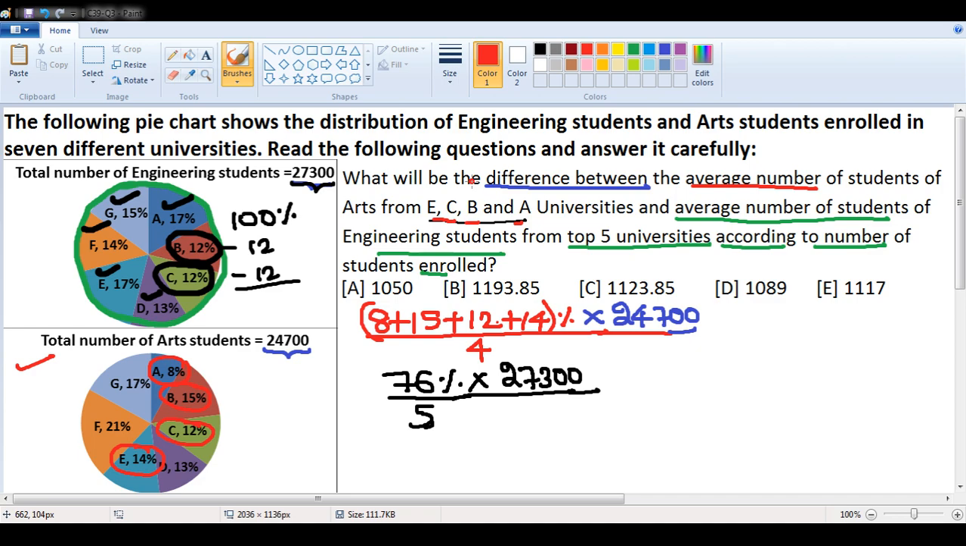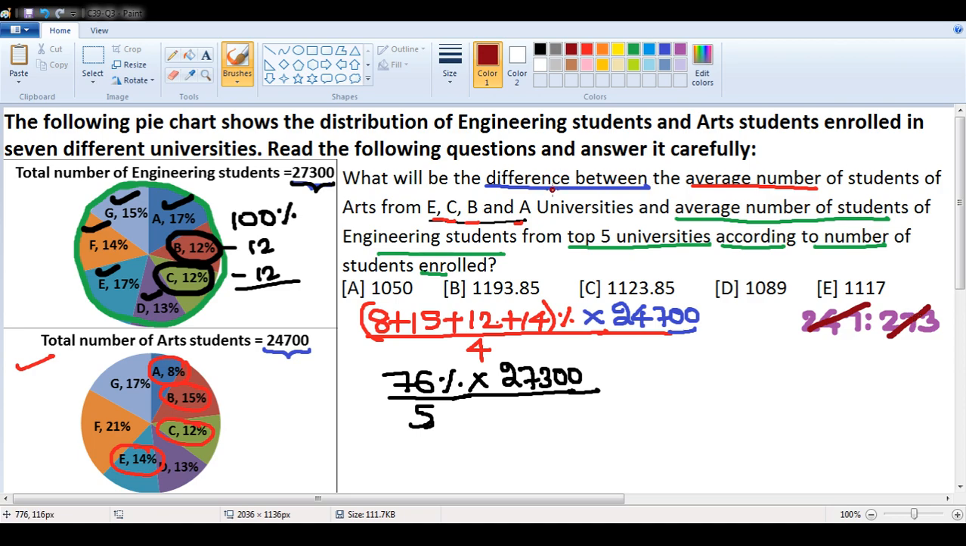Everyone listen to this carefully right now, sir. This is something very, very beautiful. Can I say that 27,000, 24,700 and 27,300, they both are nothing but multiples of 13, they both will go in 13? Both are multiples of 13.